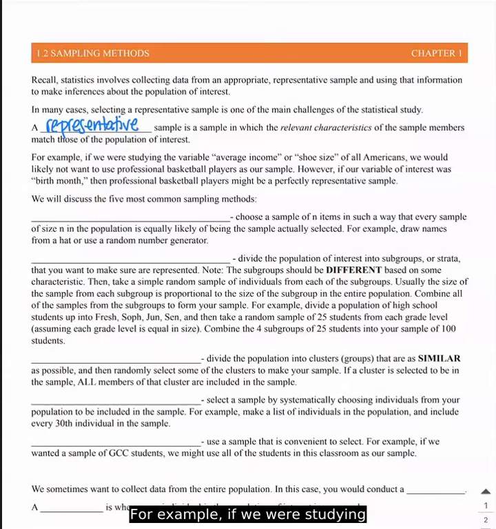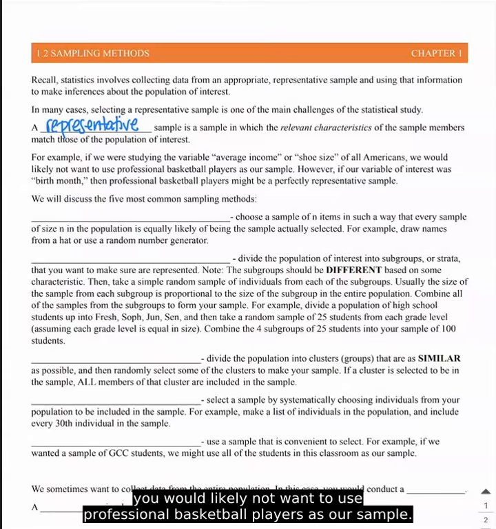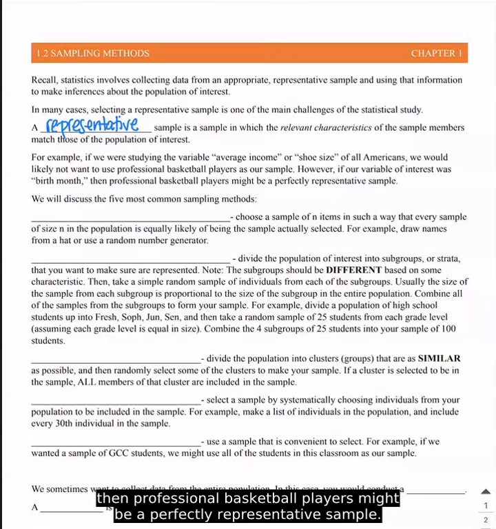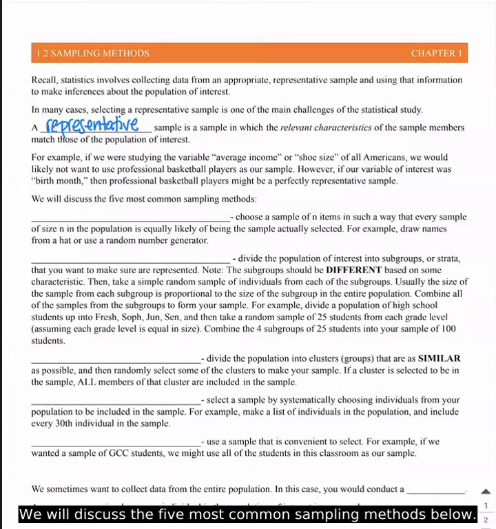So for example, if we were studying the variable average income or shoe size of all Americans, we would likely not want to use professional basketball players as our sample. However, if our variable of interest was birth month, then professional basketball players might be a perfectly representative sample. So we will discuss the 5 most common sampling methods below.